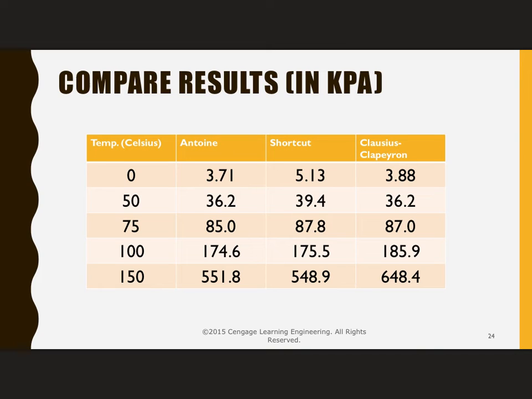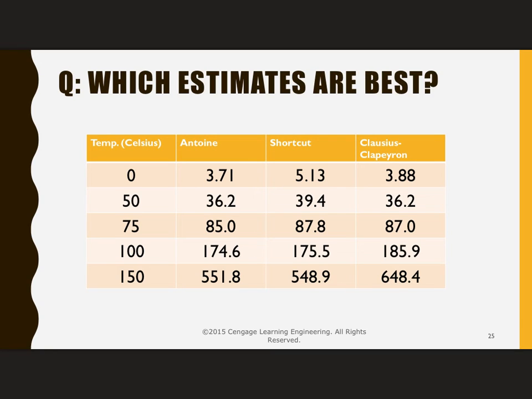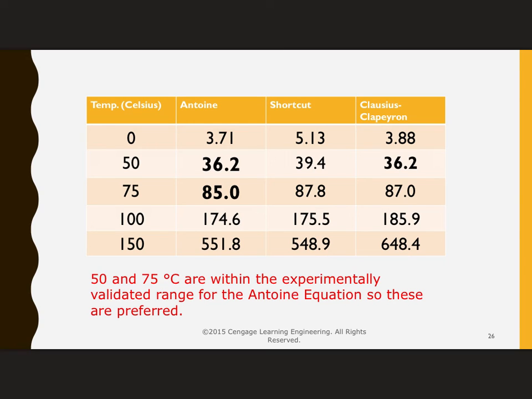So I think you might have noticed that at 50 degrees C, the Clausius-Clapeyron and Antoine equations were exactly the same, right? And at 75, all of them were fairly similar. At lower temperatures, Clausius-Clapeyron agrees more with Antoine, and at higher temperatures, shortcut agrees more with Antoine. So those are things that you should immediately recognize. But which estimate is the best? That's really the question. And the point is that it depends. The reason we have so many equations is because they all have times when they are the best.